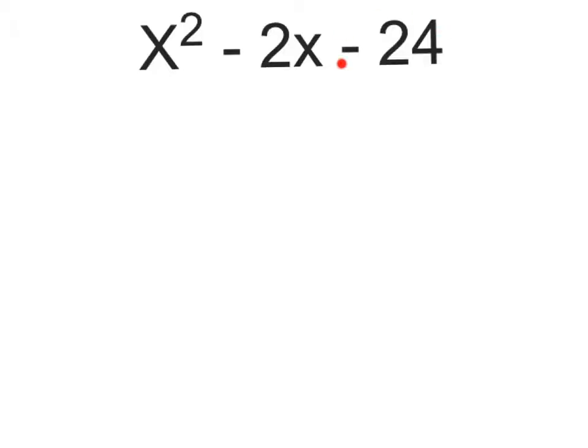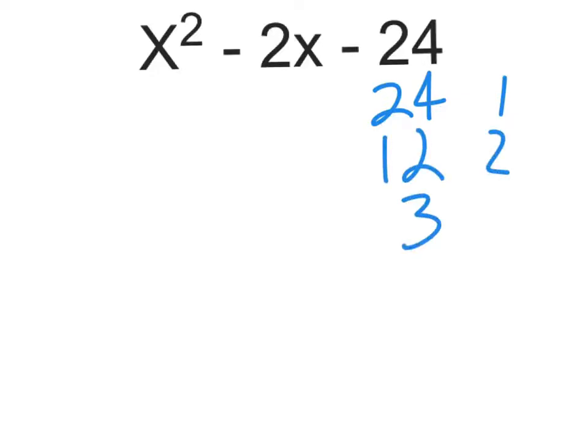To factor this trinomial, we're going to need to figure out which two numbers multiply to give us negative 24 and add to give us negative 2. So let's determine the pairs that are going to give us 24 or negative 24. So I know right off the bat, it's going to be 24 and 1. I also know it's going to be 12 and 2. I know it's going to be 3 and 8 and 4 and 6.